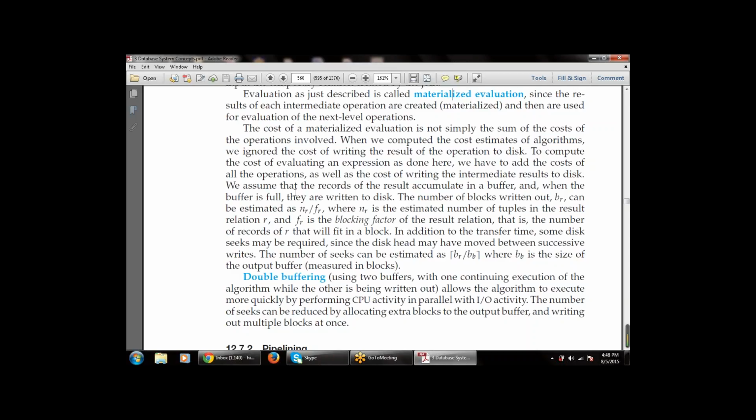Then next is double buffering, that is, using two buffers, with one continuing execution of the algorithm while the other is being written out. That allows the algorithm to execute more quickly by performing CPU activity in parallel with input output activity. The number of seeks can be reduced by allocating extra blocks to the output buffer and writing out multiple blocks at once.